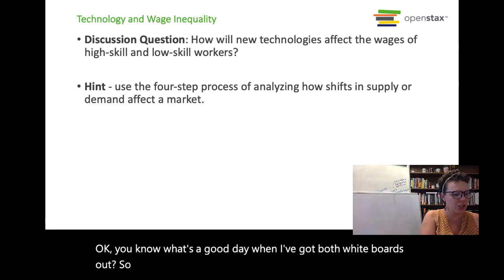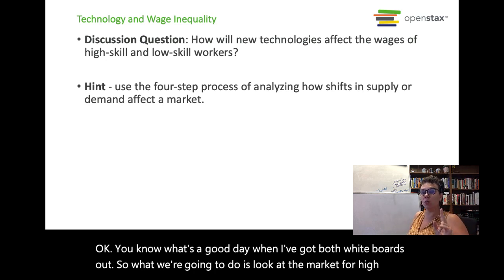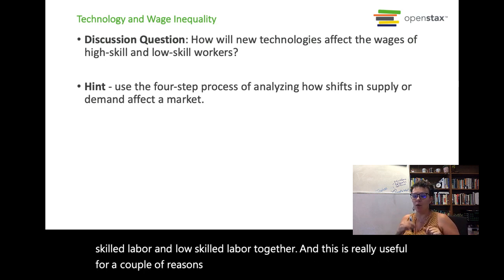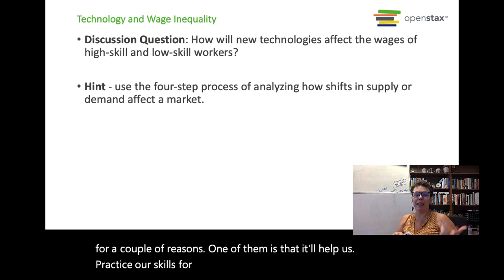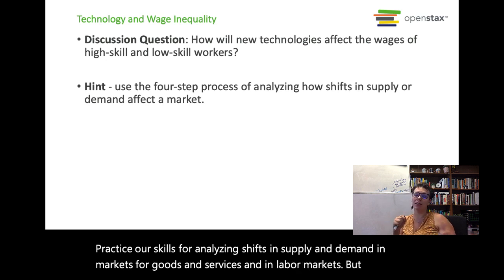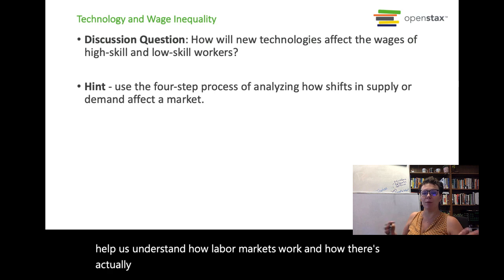So what we're going to do is look at the market for high-skilled labor and low-skilled labor together. And this is really useful for a couple of reasons. One of them is that it'll help us practice our skills for analyzing shifts in supply and demand in markets for goods and services and in labor markets, but also it'll help us understand how labor markets work and how there's actually multiple labor markets everywhere.